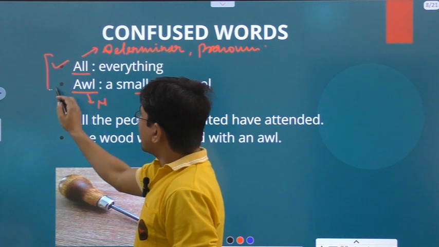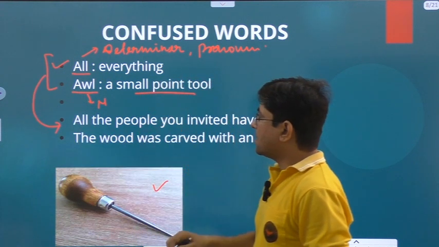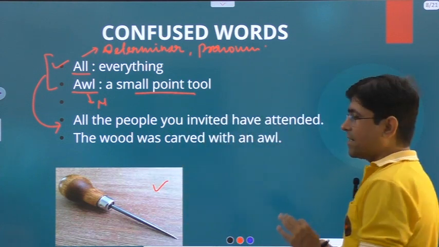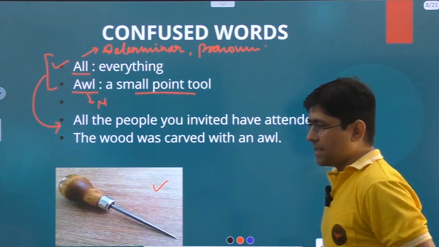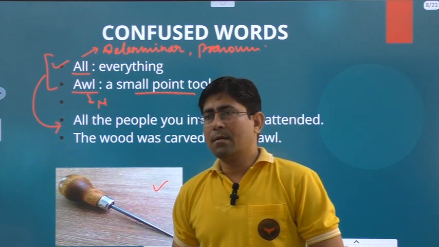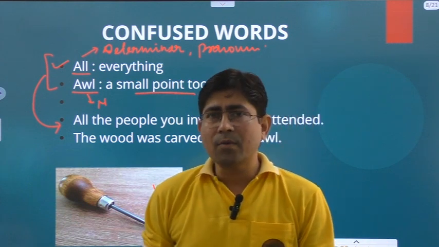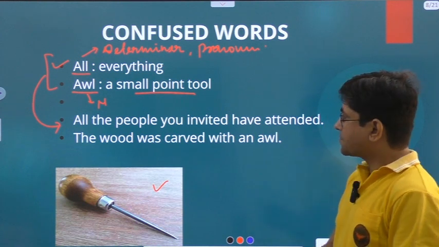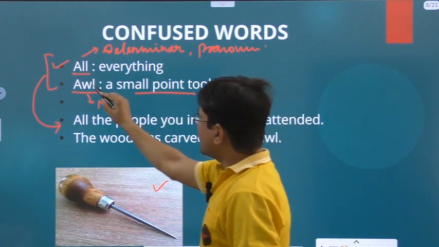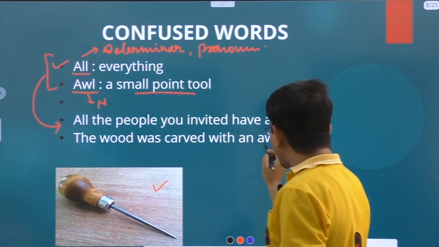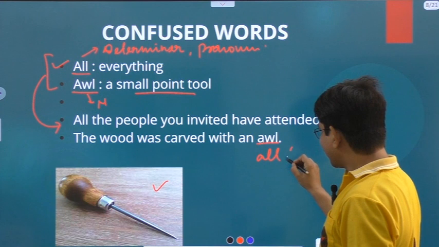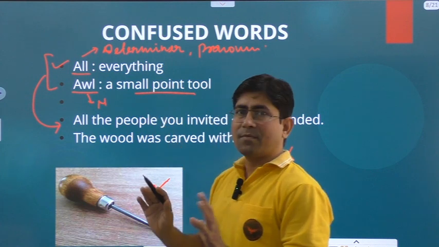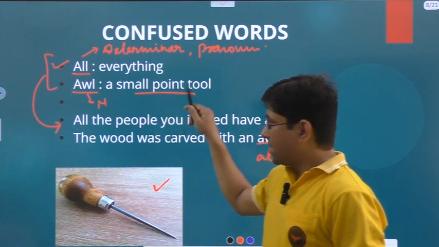Let's see how these two words are used in sentences. All the people you invited have attended. Suppose you invited a group of 20-25 people, so every individual of that group has attended. Now if you use the other word: the wood was carved with an awl, not all. Awl is for this instrument, and all means for everything. I hope this one is also clear.